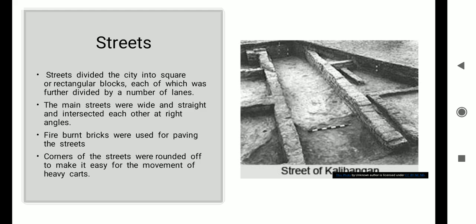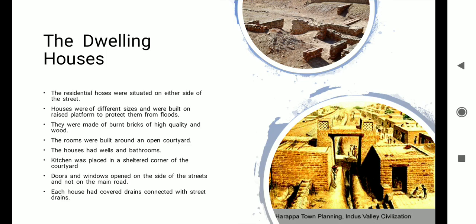The streets were made very scientifically and divided the town in grids. The streets crossed the main road at right angles so that the prevailing wind could clean them easily. Houses were of different sizes. Entrance to the house was not from the main road but from the street. There were kitchen, bathrooms and well in each house.